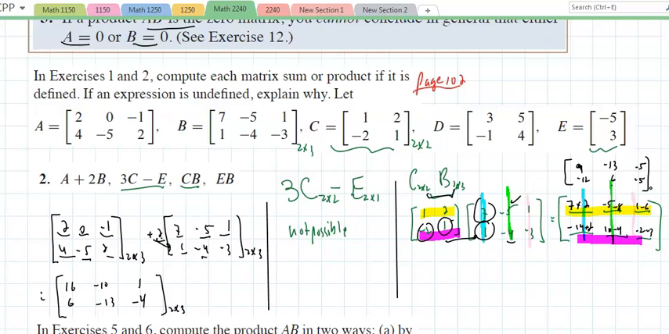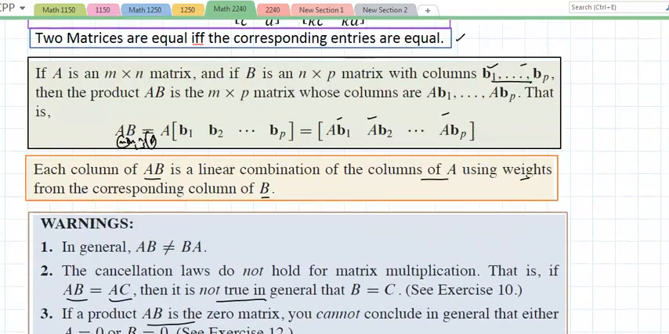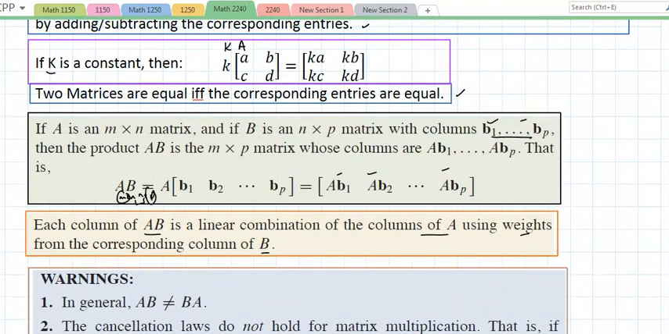Now, the way they're going to do it, they're going to say, well, alright, if you're going to do this, you're going to say that is 1, 2, negative 2, 1 times 7, 1, plus. So what we're doing, we're following this.